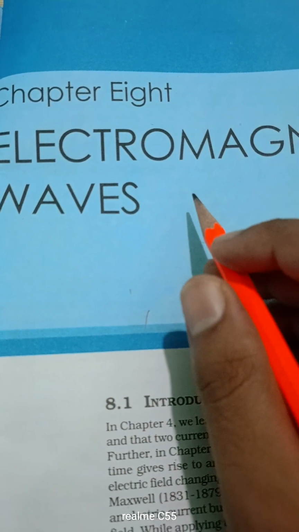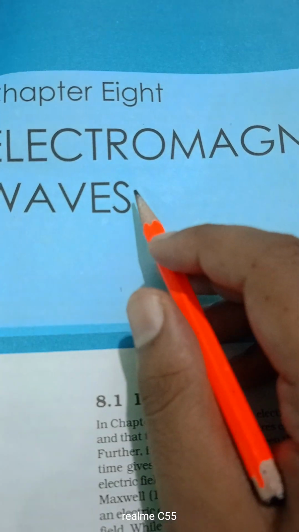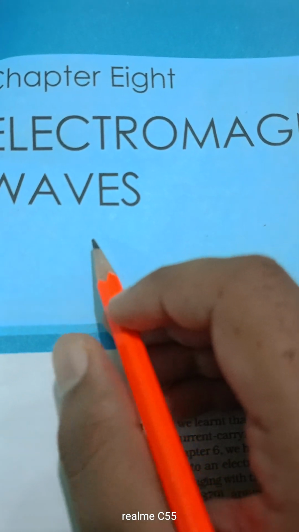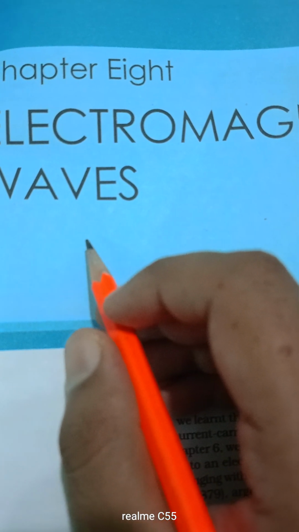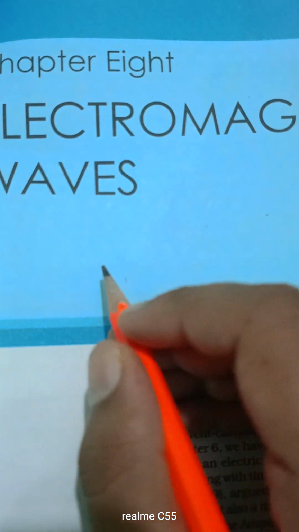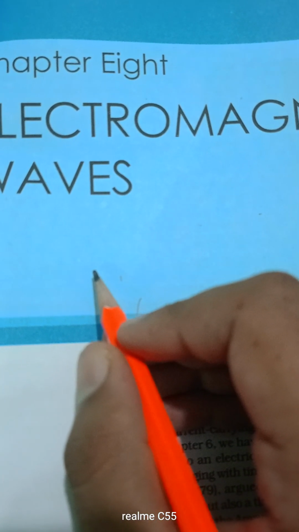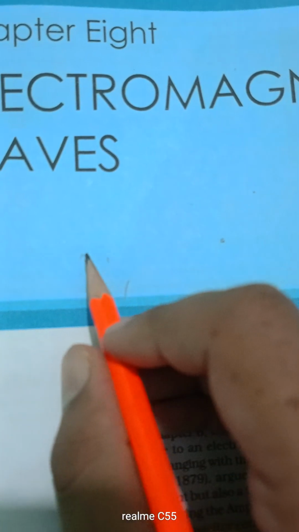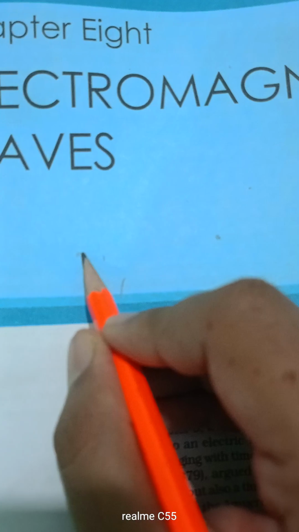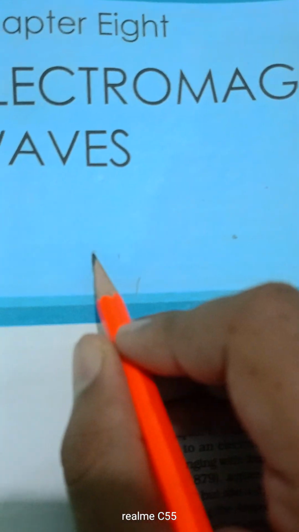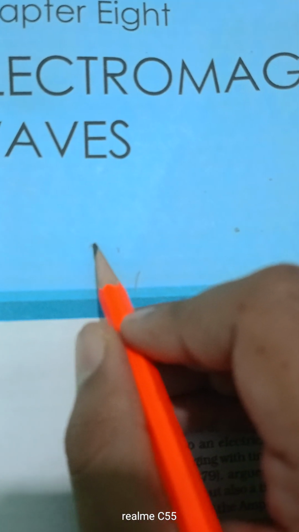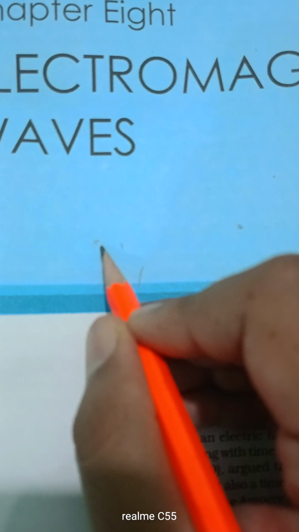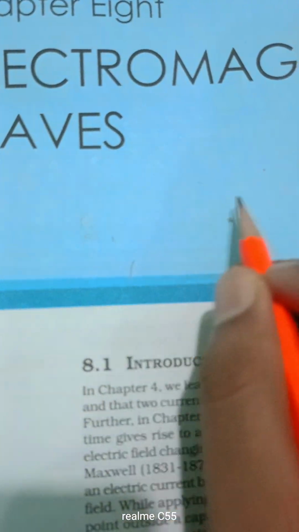So, electromagnetic waves. What are electromagnetic waves? As the name suggests, they are waves. What is a wave that you have studied in class 11th? It is a disturbance in a medium, and it goes from one point to another without the movement of the particles of the medium from this point to this point. The particles of the medium will just oscillate, and the disturbance, the vibration, the energy will go from this point to this point.